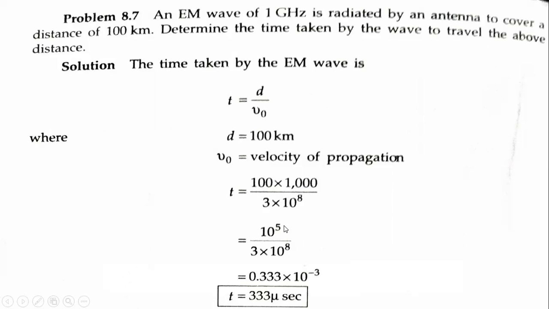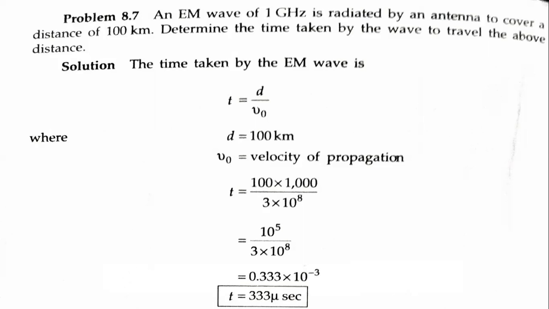So 10 to the power 5 divided by 3 into 10 to the power 8 is 0.333 into 10 to the power minus 3. That is in milliseconds, but if we convert it, this 0.333 into 10 to the power minus 3 seconds becomes 333 microseconds.